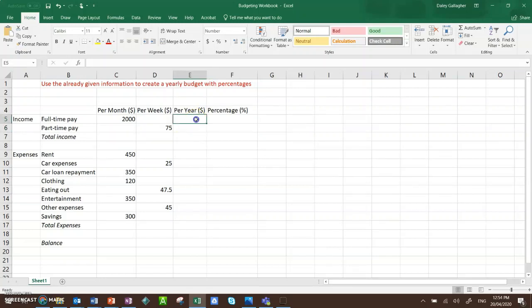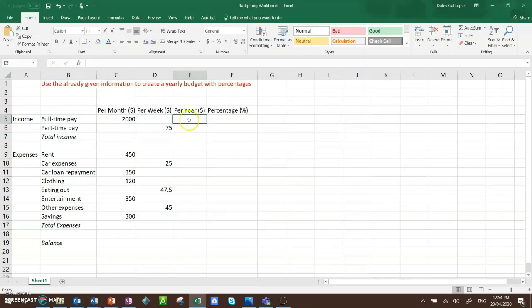We want to find the yearly totals for both the full-time pay and the part-time pay for this person, and then we can find what the total is therefore by adding them together. So we'll be looking at some Excel shortcuts and some tricks. Instead of just manually calculating everything, Excel can do a lot of the work for us.